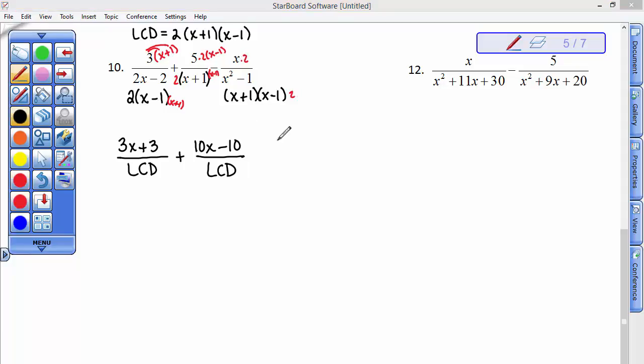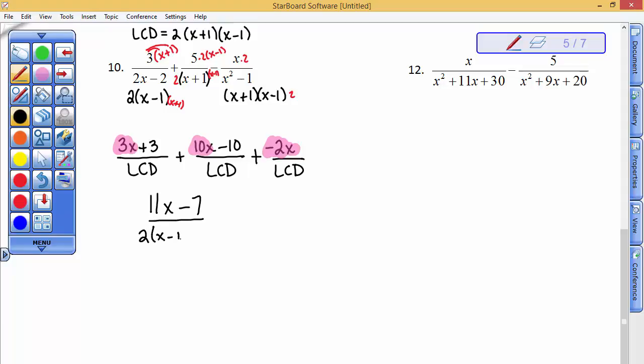So this numerator will become a 2x, and it's over that common denominator. This one happens to be a subtraction sign, so be careful. That just means though that this minus 2x will be plus a negative 2x. So now let's go ahead and grab our like terms. So the 3x and the 10x is a 13x. You take away 2x and you'll have 11x. This 3 take away 10 is a minus 7, and that's my numerator to this problem that has a common denominator of 2 times x minus 1 times x plus 1. I'm all done.